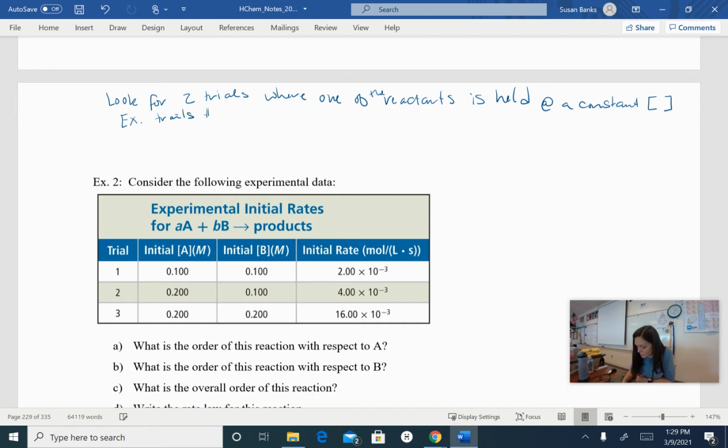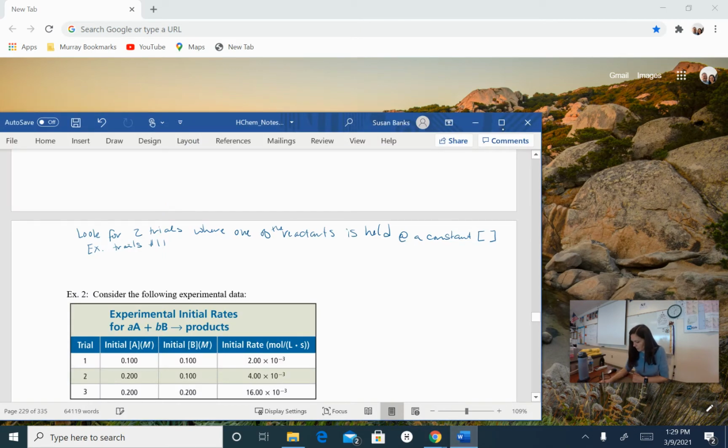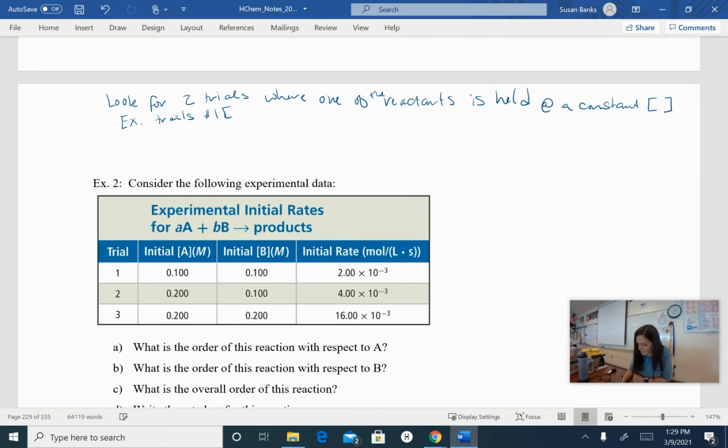trials number 1 and 2, my concentration of B is constant. So that means I can look at A. Okay? So I can look at A as long as B is held constant.